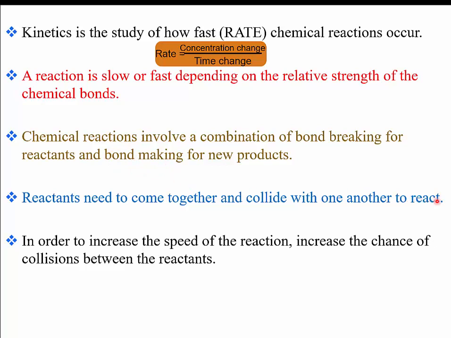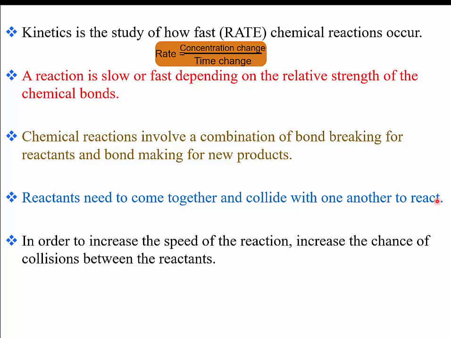Reactants need to come together and collide with one another to react. So it's part of our mechanism. How does this happen? We need to have some sort of collision where the different molecules of our reactants get into touch with each other and are able to undergo that chemical change.